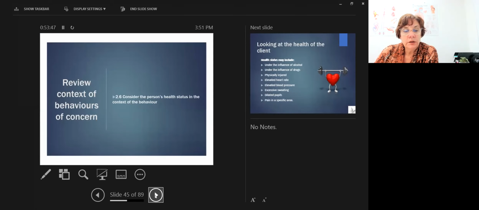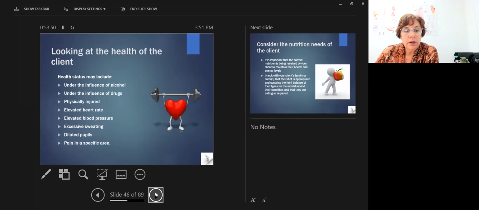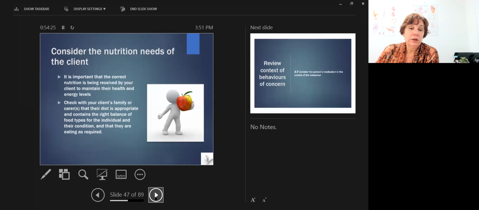So we also consider the person's health status in the context of their behavior. Sometimes somebody might be under the influence of alcohol, under the influence of drugs, or there may be physical injuries or elevated heart rate, elevated blood pressure, excessive sweating, dilated pupils, pain in a specific area. People that have diabetes can also have quite a lot of mood swings and behaviors of concern, and be sometimes really unreasonable to deal with. So we have to consider these types of things.